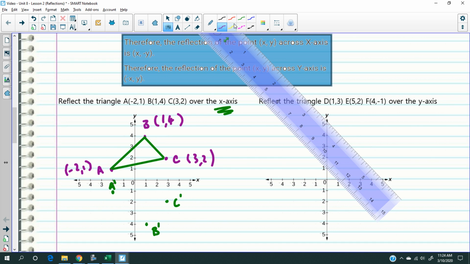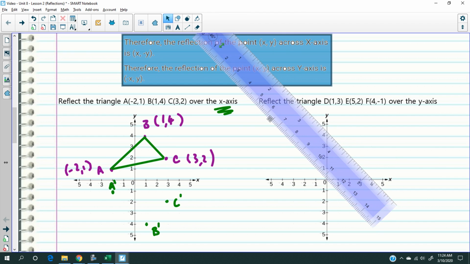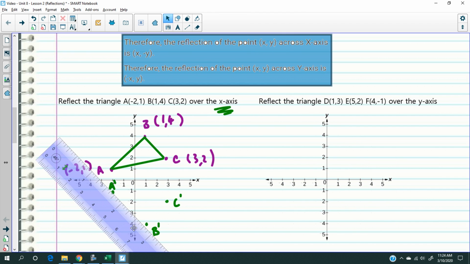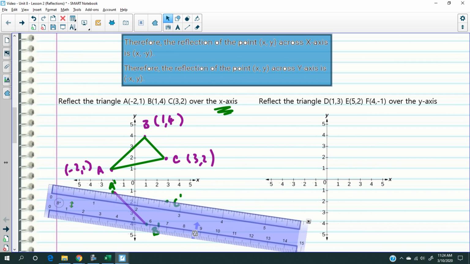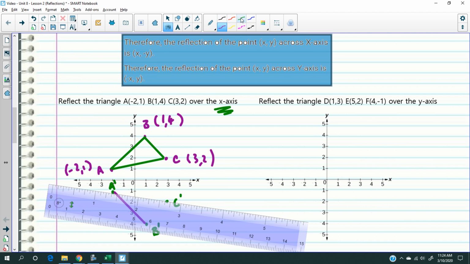Then I'll connect these. Connect A to B, like so. The lights just went off. Hold on. Hopefully you at home can do this slightly faster, because the technology takes some time to use, typically. All right, last slide.